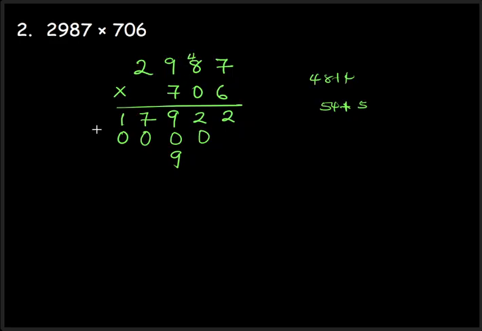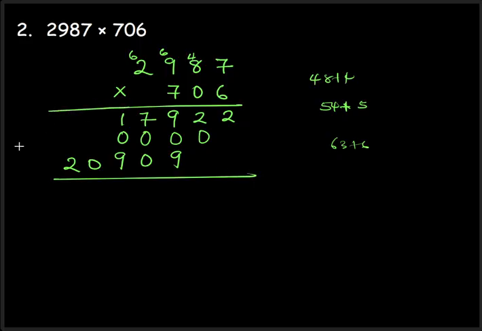7 times 8, that will give us 56. 56 plus 4, that will give us 60. So we'll have 0, and then we'll carry 6. 7 times 9, that would be 63. 63 plus 6, that would be 69. So we'll have 9, and then we'll carry our 6. 7 times 2, 14. 14 plus 6, that will give us 20. So we'll have 20. Then we'll draw our line.